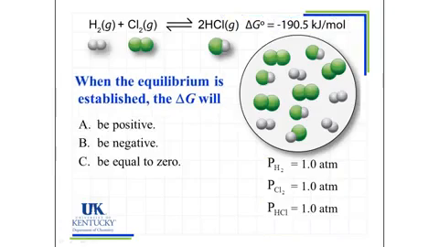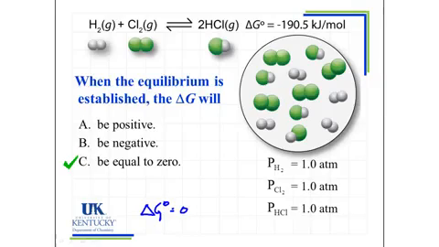So our next question is to think about what is happening to delta G once you establish equilibrium. Will it be positive? Will it be negative? Will it be equal to 0? If you said it would be equal to 0, you're correct, and that's exactly what happens. Delta G equals 0 at equilibrium, not standard delta G. The only way standard delta G could equal 0 is if when everything was at 1 atmosphere, this thing happened to be at equilibrium. Very, very unlikely.